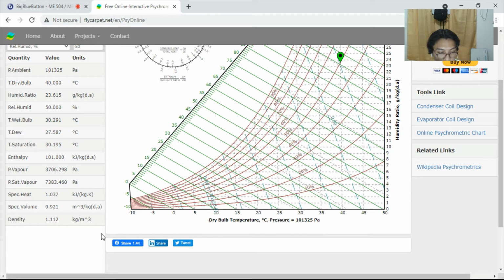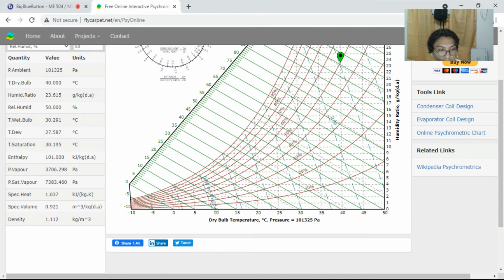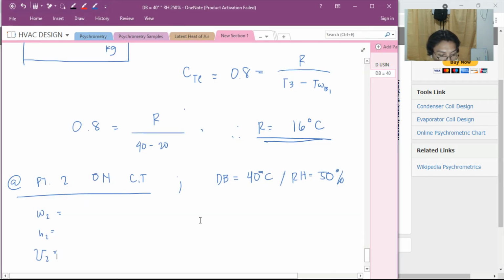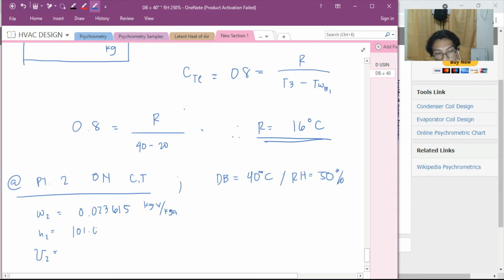Ano nga hanapin mo diyan? Okay. Hanapin mo na lang si W2 tsaka H2. Tsaka pwede rin 'tong si V2. W2 is 0.023,615 kilogram vapor per kilogram air. Tapos H2, that is 101.0 kilojoule per kilogram. V2, that is 0.921 meter cube per kilogram.